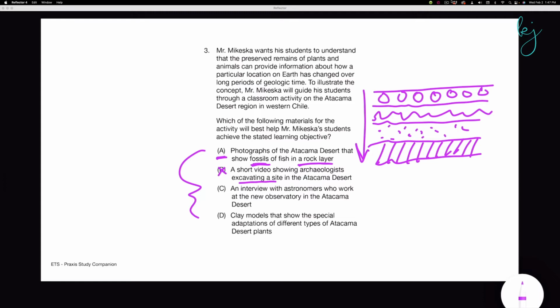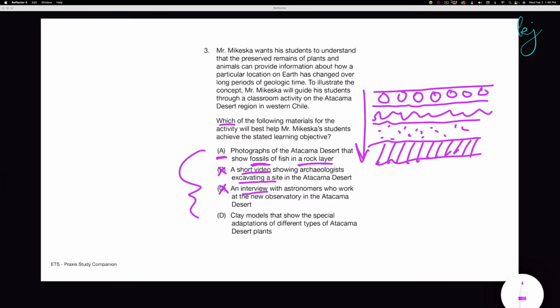C, an interview with astronomers who work at the new observatory in the Atacama Desert. So an interview is cool too, but that's a lot like the short video. B and C are so related that I can almost eliminate both of them because I'm looking for one answer choice here, which of the following, and there's no choose all that apply at the end of this. So I'm only looking for one. B and C are too close and they don't really give specifics. So I'm going to cross them out.